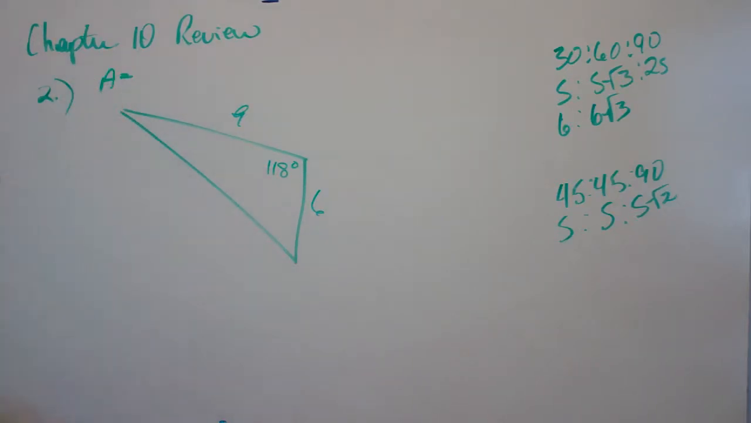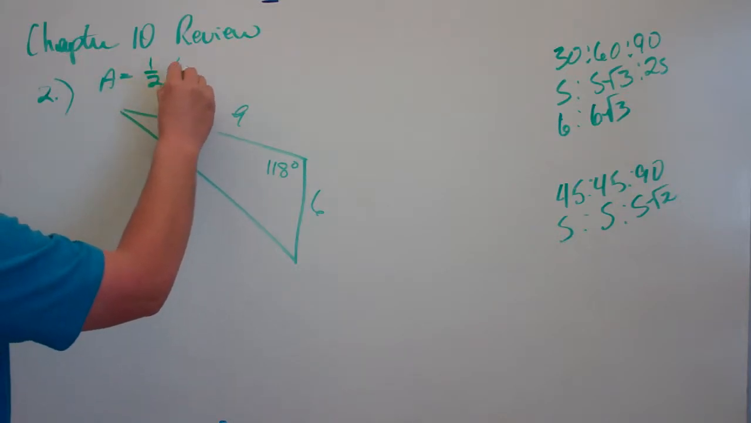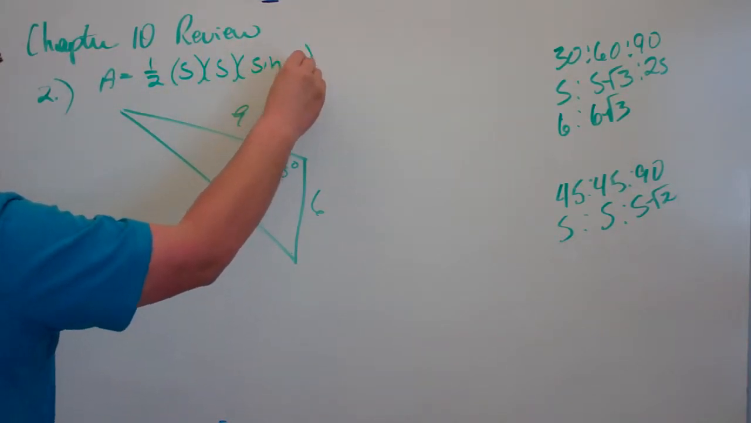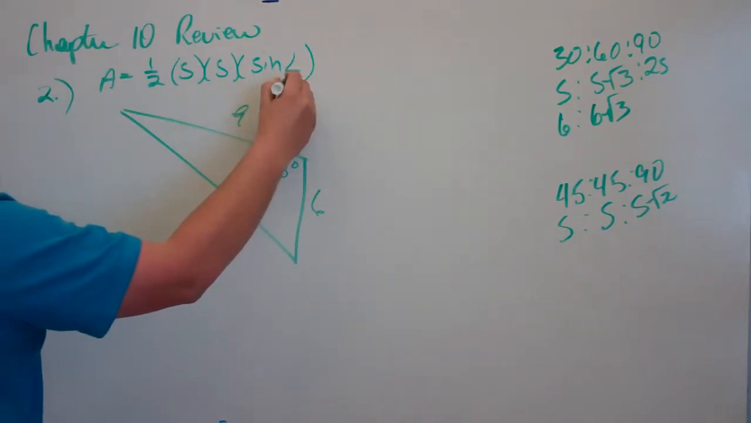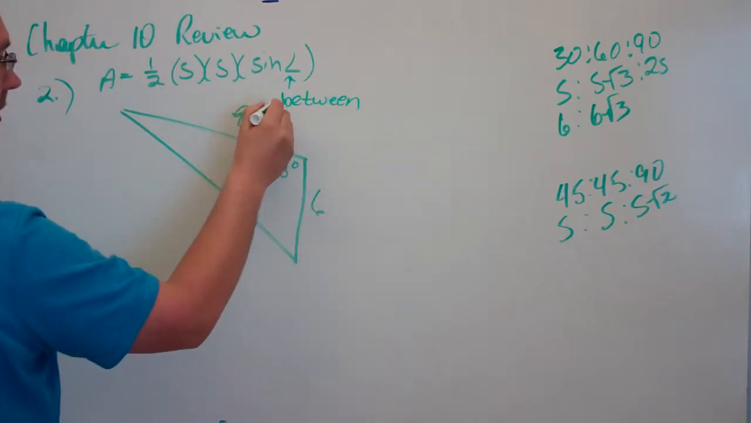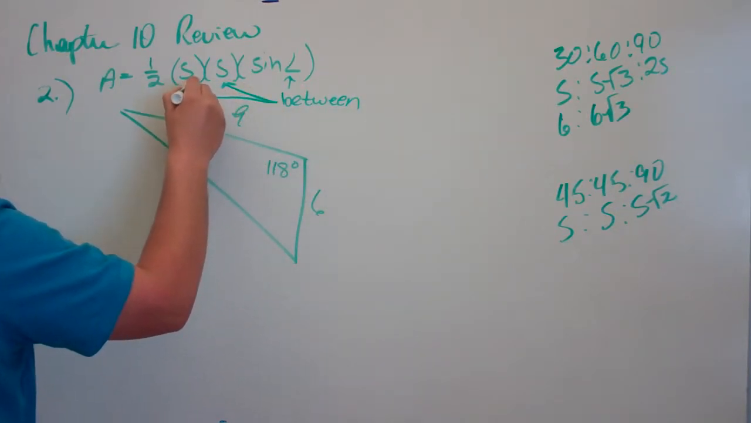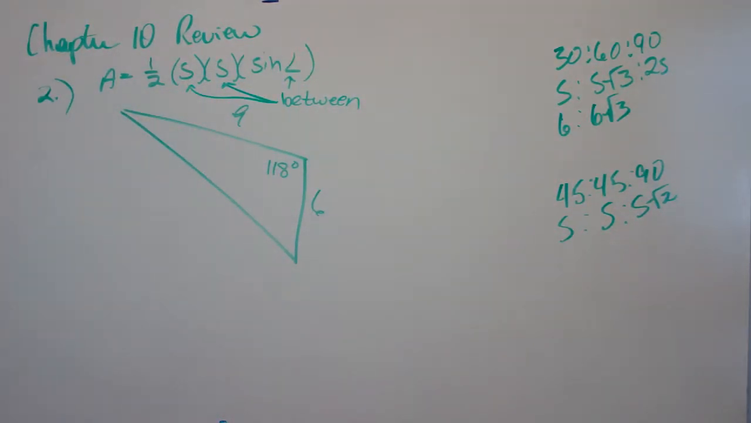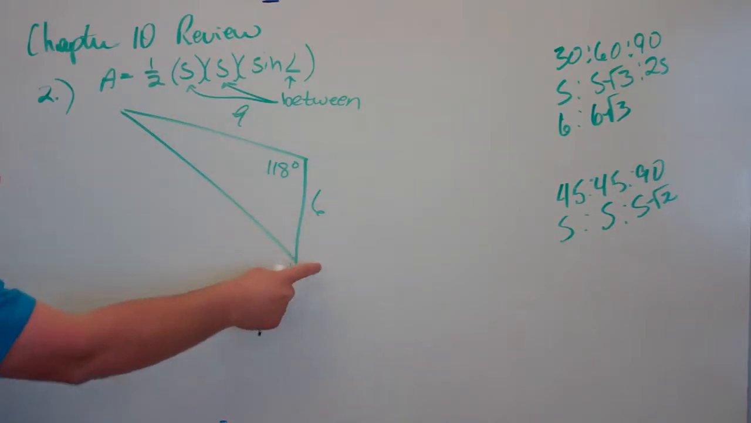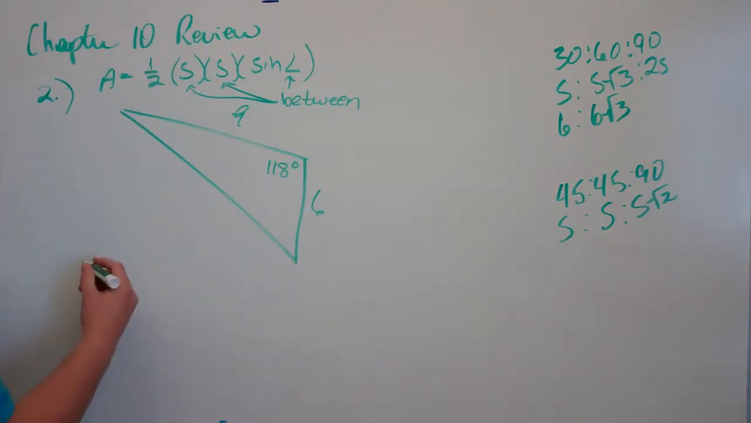Now remember, this is that formula I gave you in class. It's got to be 1/2 a side times another side times the sine of the angle in between. Remember, it is a requirement that it is the angle between those two sides. Okay? Has to be. Well, if you notice, the 118 is between the 9 and 6. So we're set up here to go.